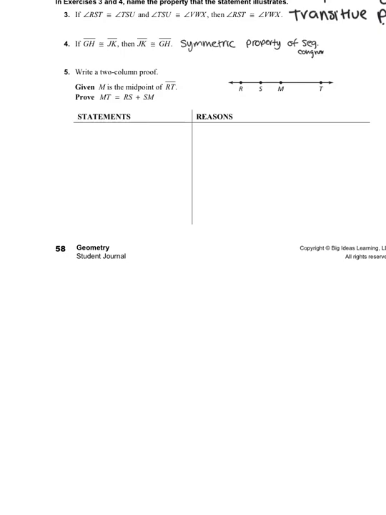Okay, so obviously everyone does have to start with the given. So in this case, your first statement is going to be M is the midpoint of RT. And the reason for that is that, well, it's given. For the second part, we know that RM is congruent to MT. Now, why can we state that? The reason we can state that is because of the definition of a midpoint.